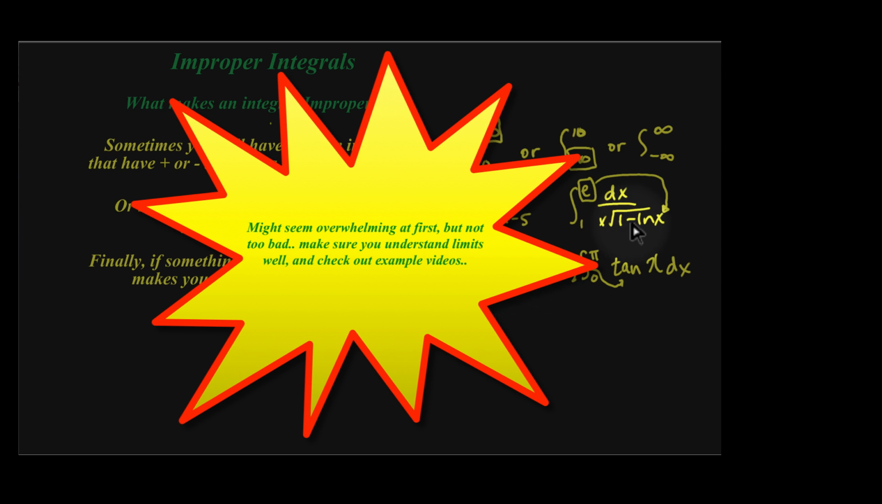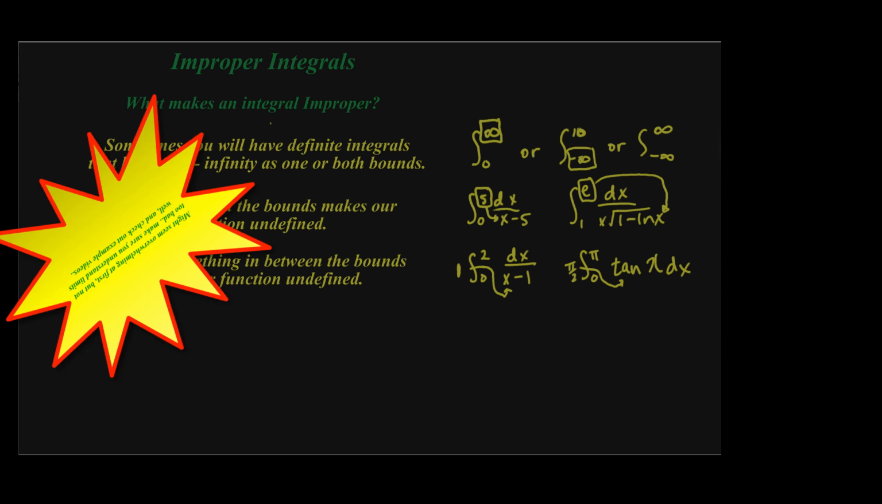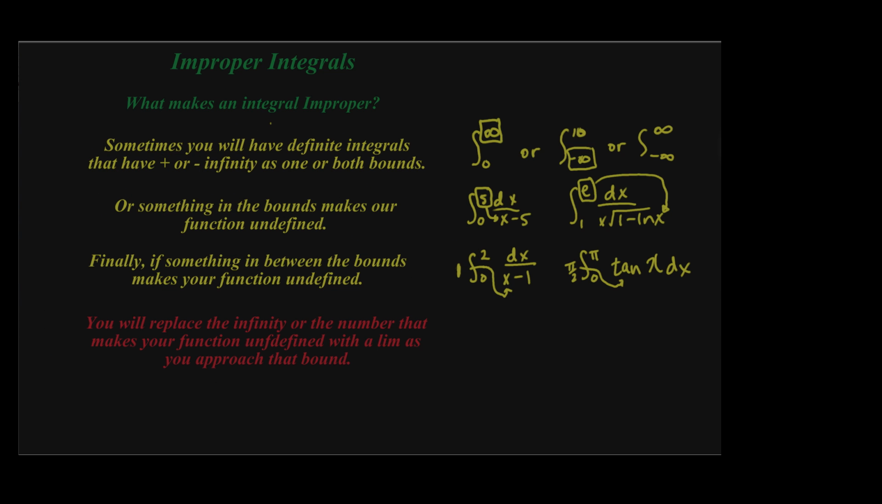Okay? But the basic premise for all these, once you recognize it as an improper integral, is the same. The way you're going to deal with that improperness is by taking a limit. You're going to replace infinity, or whatever the number is that makes your function undefined, with the limit as you approach that bound or number. And you're going to just choose some arbitrary letter, T, R, whatever makes you happy. Just don't choose whatever your integral variable is.